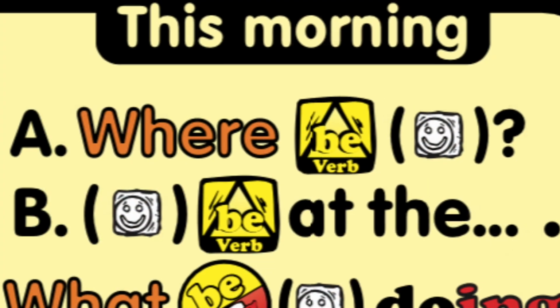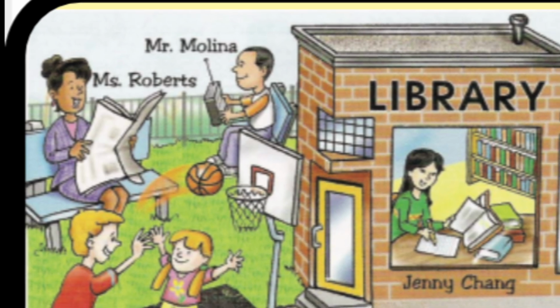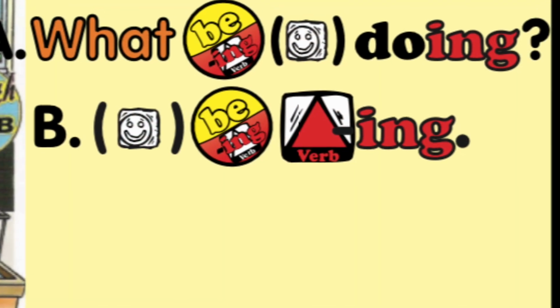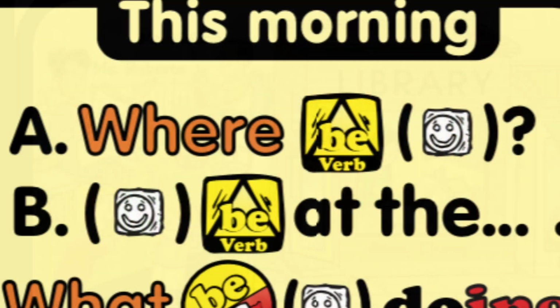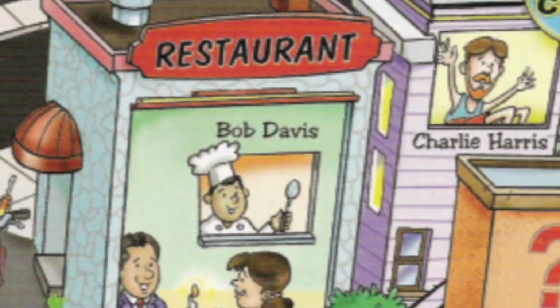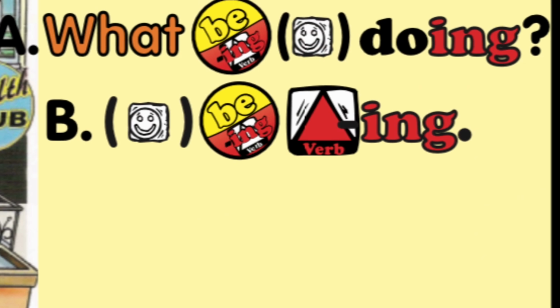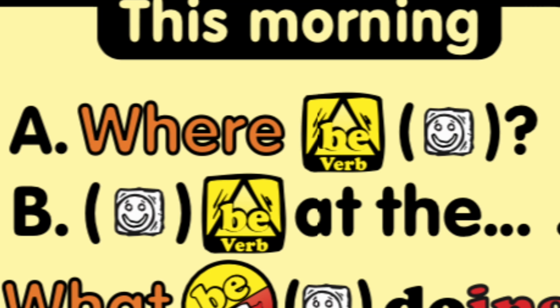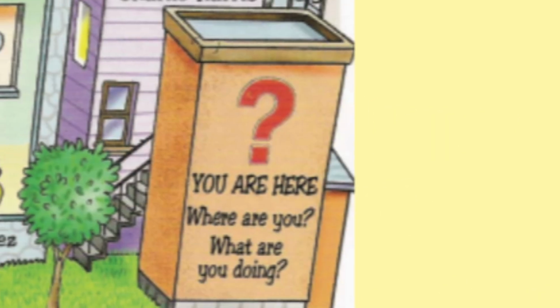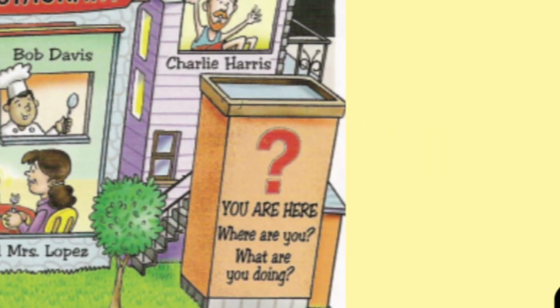Where was Mrs. Roberts? She was at the park too. What was she doing? She was reading the newspaper. Where was Bob Davis? He was at work. What was Bob doing? He was cooking, or he was working. Where were you yesterday at 12 o'clock? What were you doing?